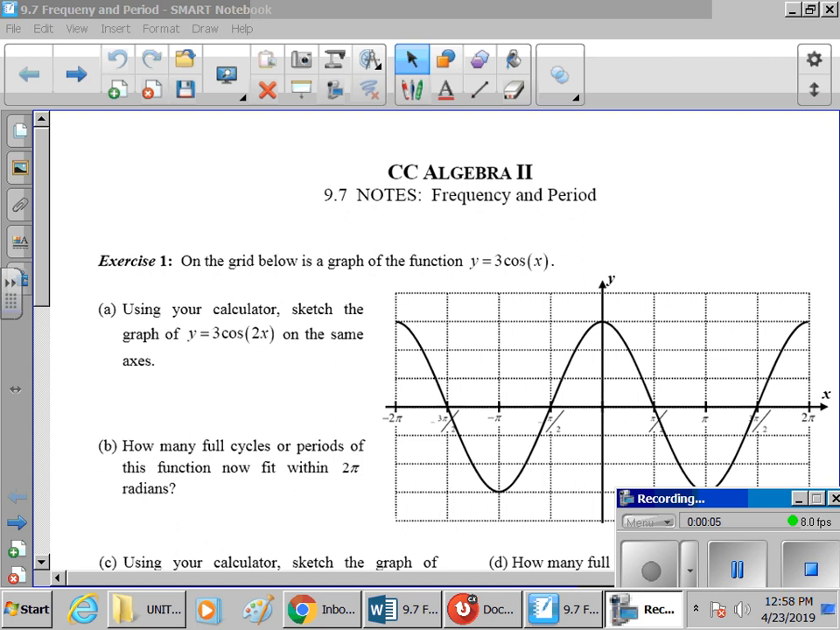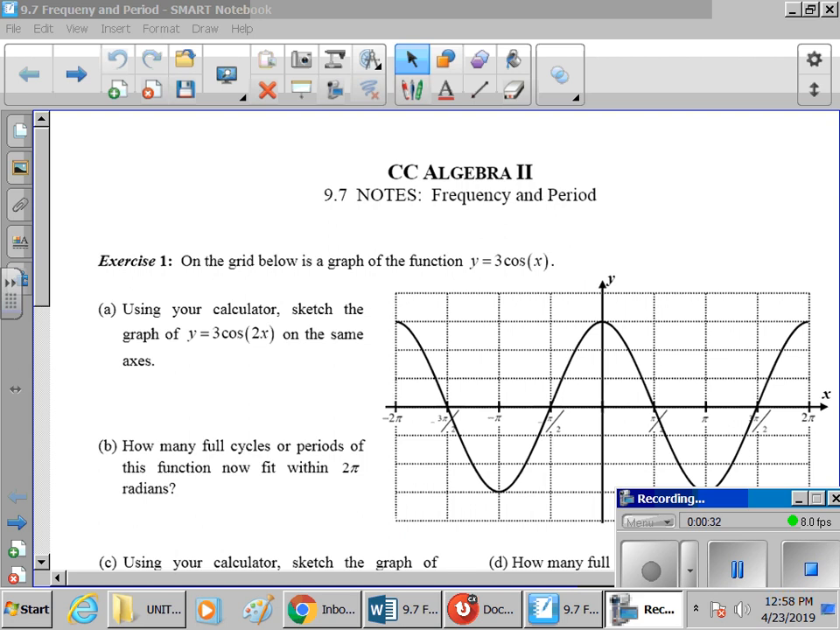Today's lesson is 9.7, which is frequency and period. We've talked a little bit about period so far. Period is how long it takes the sine or the cosine curve to make one complete cycle. Usually, if there's no number in front of the x, the period is 2 pi. So it takes between 0 and 2 pi in order to make one complete cycle.